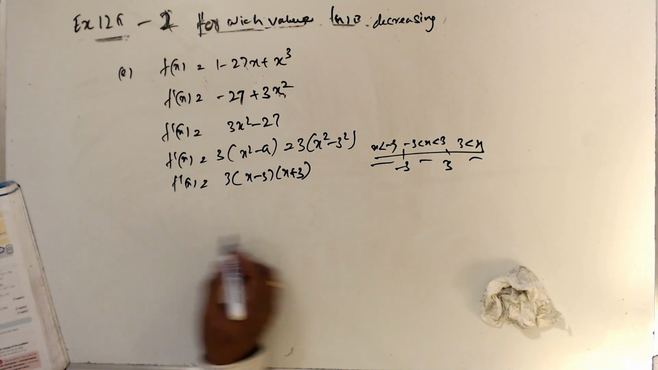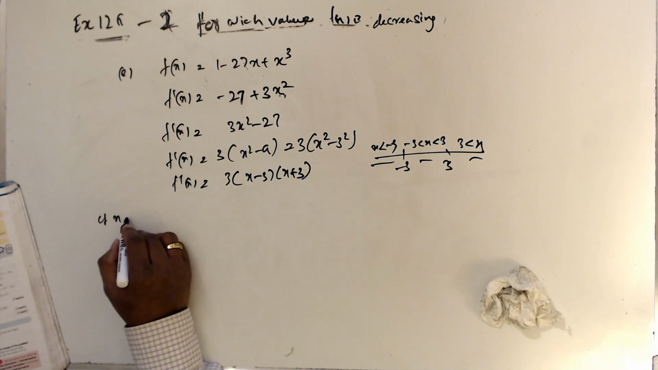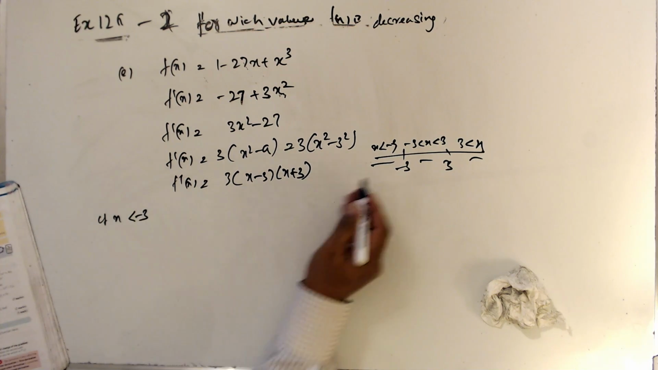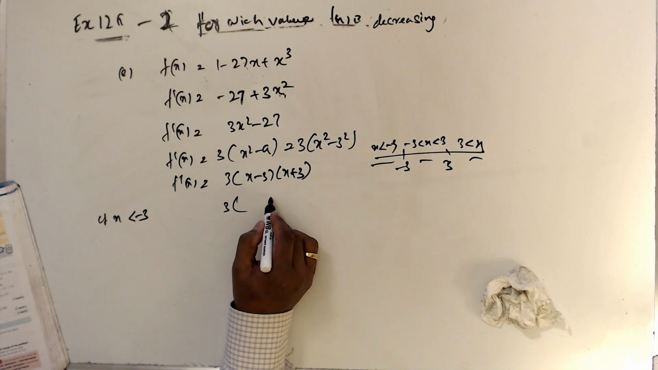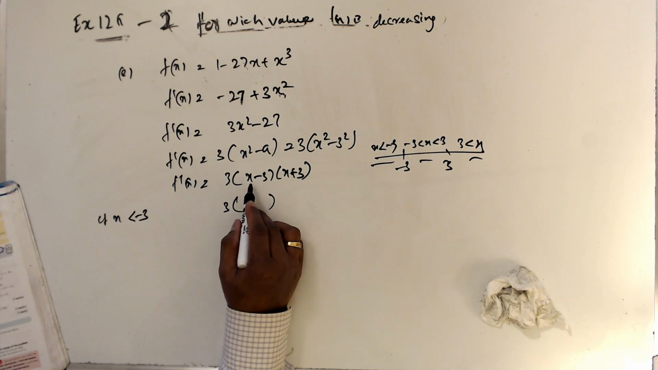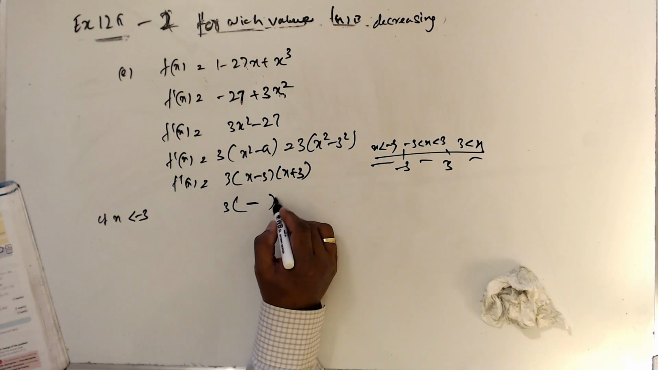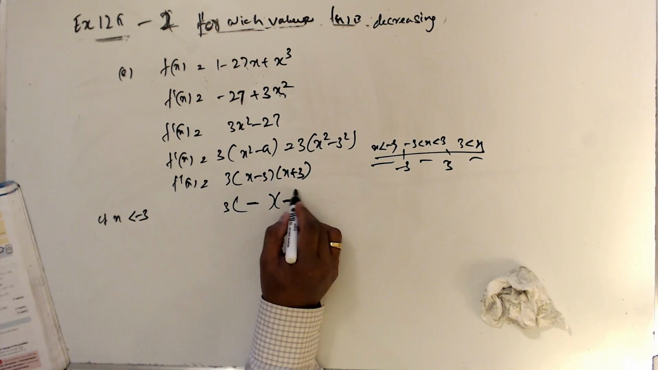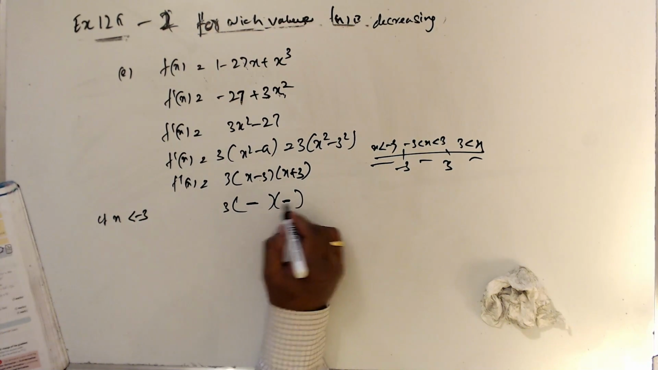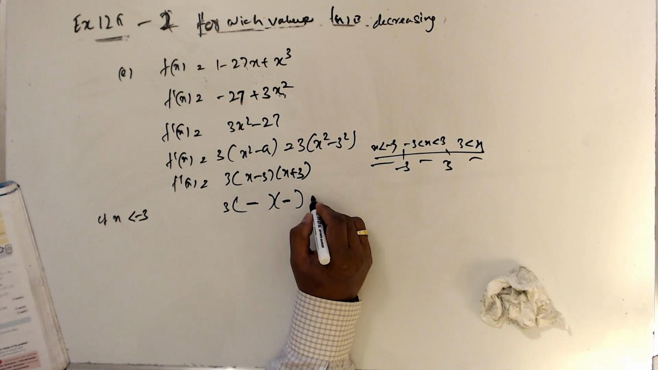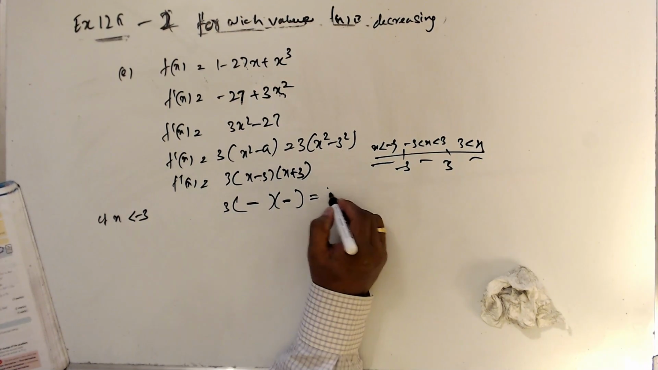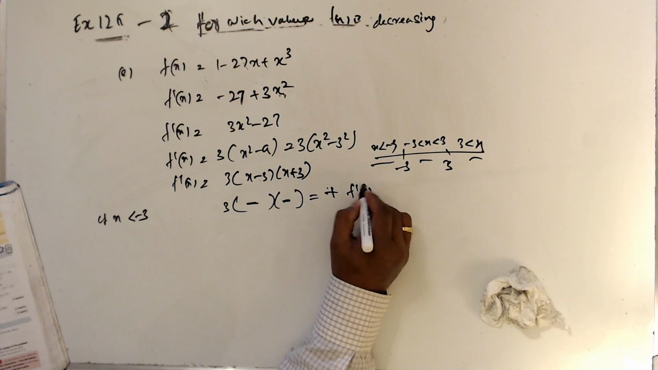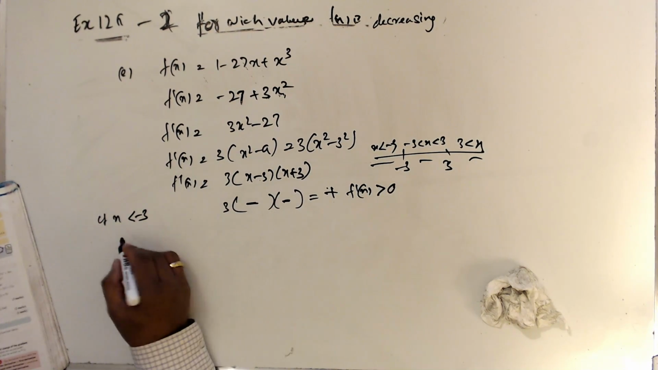Now, if x is less than minus 3 in here, can you tell any number less than minus 3? Minus 100. So minus 100 minus 3 is minus. Minus 100 plus 3 is still minus. Minus times minus is positive, positive times 3 is still positive. So this is positive. So f dash x is greater than 0 here.